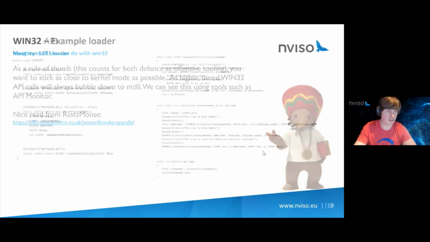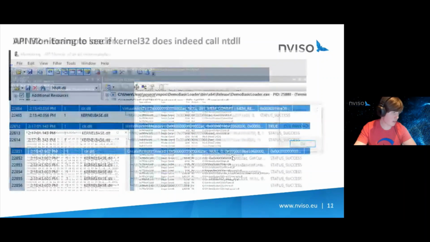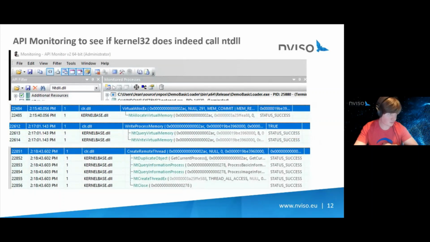So as I already mentioned, at one point or the other, kernel32 will call the ntdll, and I will show that first here. There is a program called API Monitor, and with API Monitor, you are basically capable of inspecting a process and checking what API calls are being made. So what you can see here is an example of a basic loader, which I will execute soon as part of a demo.